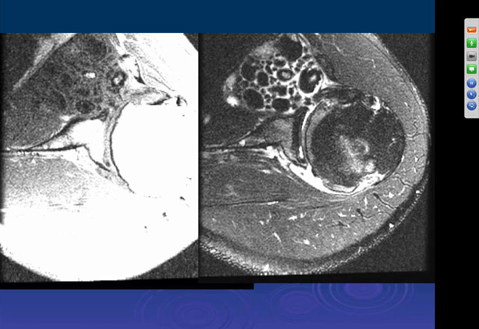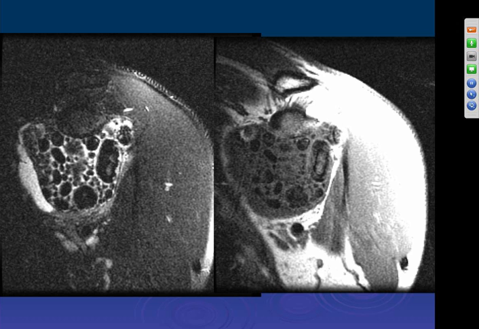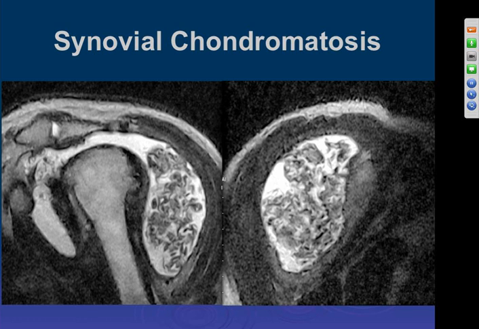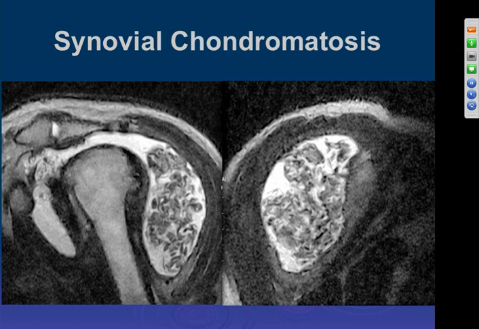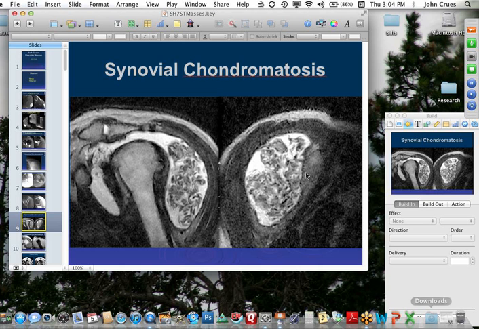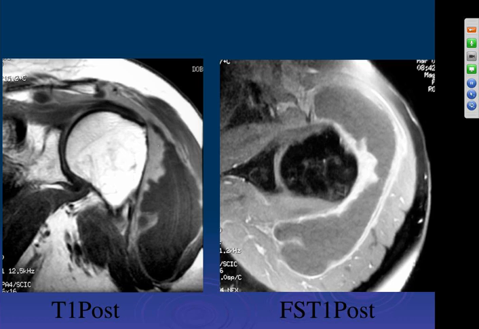Okay. Philip? So we have images of the shoulder with a lot of hypointense mass, in the axillary pouch or in the anterior. Yeah, so it matches that radiograph we saw before. Multiple. So that's also synovial chondromas.